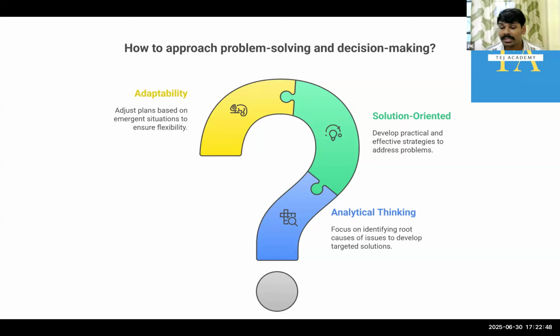And one more important thing is analytical thinking. Focus on identifying the root cause of the issue to develop targeted solutions. Most of the time, teachers will not try to understand what the actual problem is. They will make a decision based on what they're seeing, right? How many of you have experienced this in school? I'll just give you a situation, okay? This might have happened in your classroom, you might have observed it. Not all of you, but most of you, almost all of you.